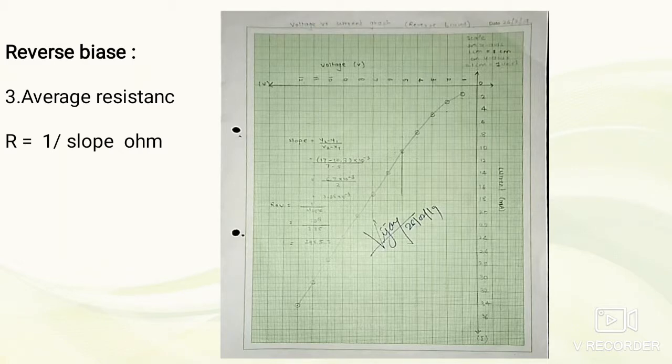This is because unless we reach the 0.7 volt, the diode will not carry current, and as soon as we reach 0.7 volt, that is breakdown voltage, the PN junction diode will start carrying current.